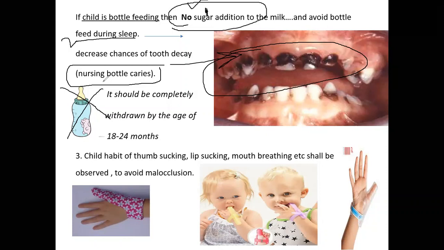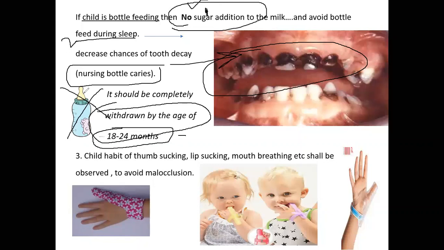And we counsel a mother to withdraw bottle feeding at the age of 18 to 24 months. She shall not give her child any more bottle feed. Only up till 18 to 24 months, if for any reason she is giving a bottle feed to a child, she shall stop it. Then the child shall move to a diet or feeding by a cup or a spoon, but at least not bottle feeding.